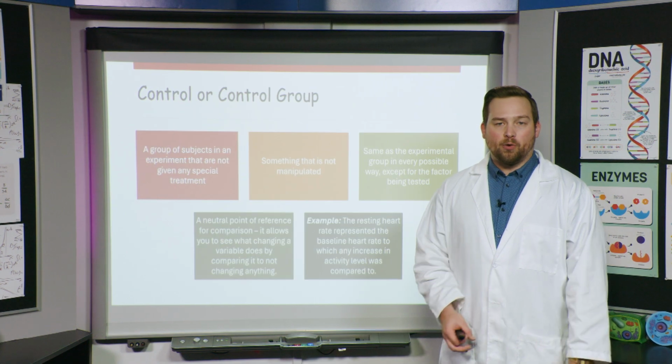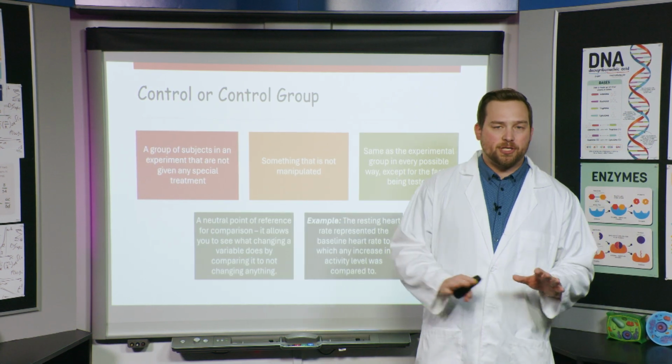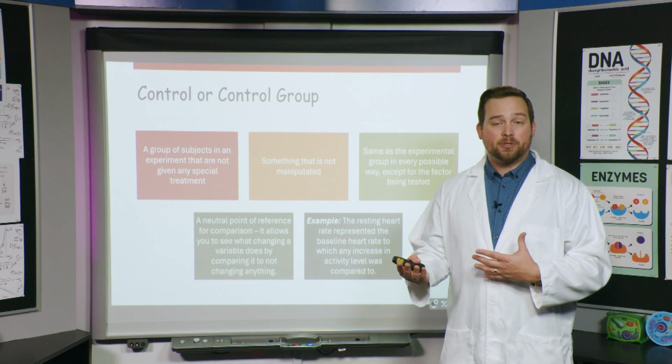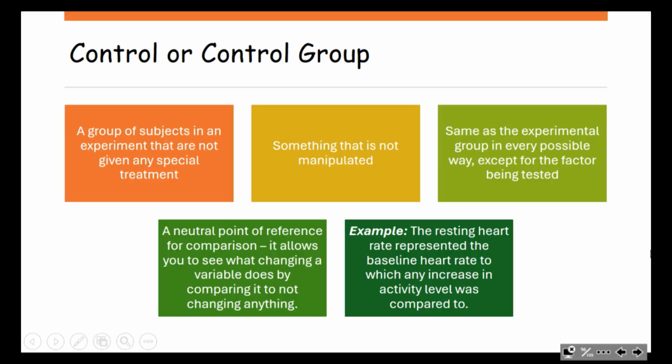A couple more things I want to talk about. We're almost done here, so just hang in there with me. I want to talk about control or control groups. So when you're doing any type of scientific experiment, you want to have a control. A control is a group of subjects in an experiment that are not given any special treatment. It's kind of establishing our baseline. Okay, the control is something that is not manipulated. It always just stays the same in between every trial.